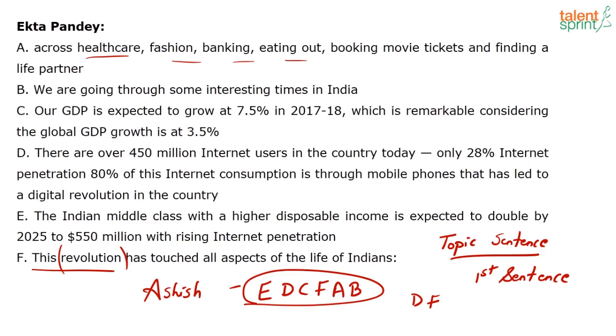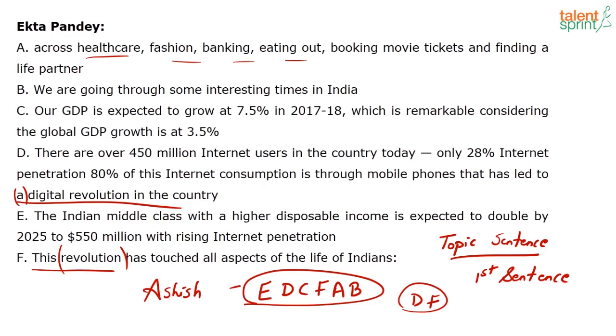There are 450 million internet users in the country today. Only 28% internet penetration. 80% of this internet consumption is through mobile phones. That has led to a digital revolution in the country. So whenever I have this indefinite article, that's another clue for us. If I'm introducing something for the first time, I always use the indefinite article. If I'm referring to the same thing, then I use the definite article or other pronouns to describe it, right? So I know that DF is a connect. DF is one link. In all your sequences, you go back and check if DF is a link. If that is the case, at least you got some 1 or 2 questions correct.